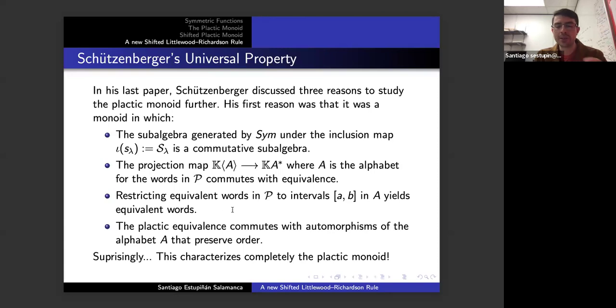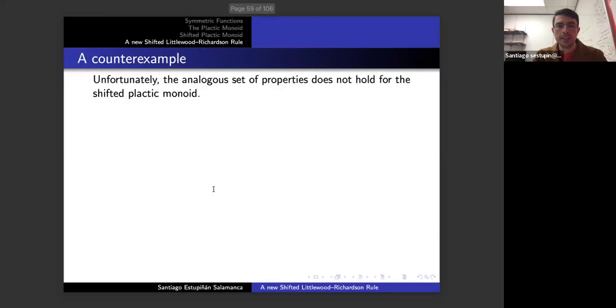This more imprecise version was proved initially by Schützenberger, and in the paper we give a categorical version, correcting some of the mistakes that were part of the original proof. Now, for the shifted plactic monoid, a universal property like this was not known. And so you want to see if a similar set of properties is satisfied. Unfortunately, it fails.